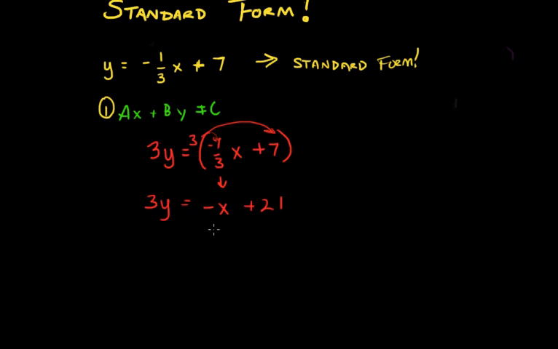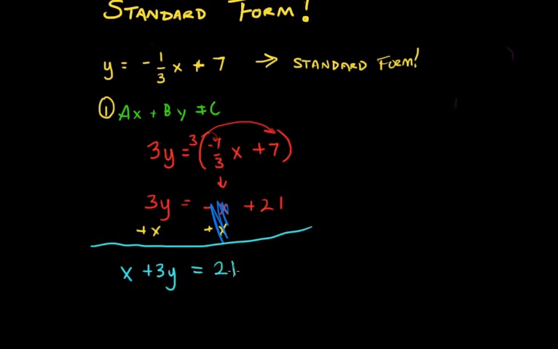All I have to do is add x to both sides. Plus x, plus x. And now I've got x and y on the same side, which is good, because remember I want ax plus by. Those cancel out, and I'm going to end up with 21 by itself on that side. So let me write this in a nice, pretty blue here. I've got x plus 3y, or 3y plus x is the same thing, equals 21. And there it is in standard form, which is pretty awesome. All right, I'm Mr. Bajork, and this video was about standard form.